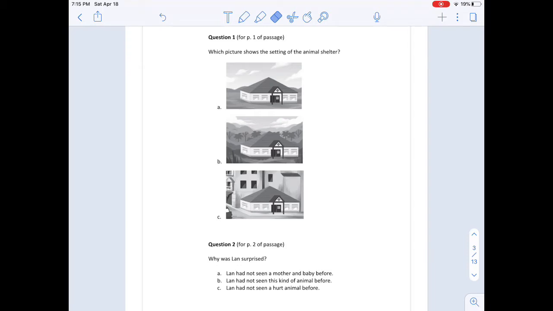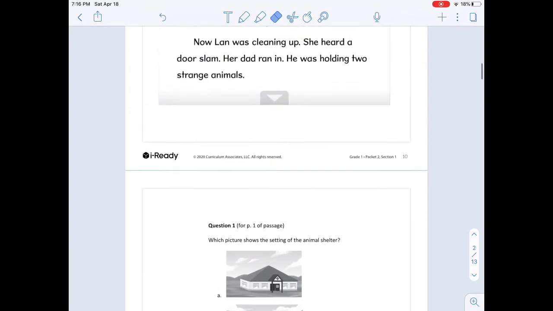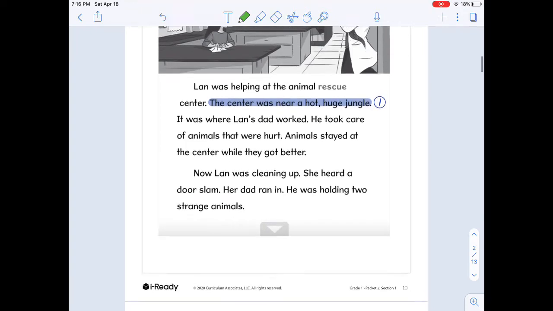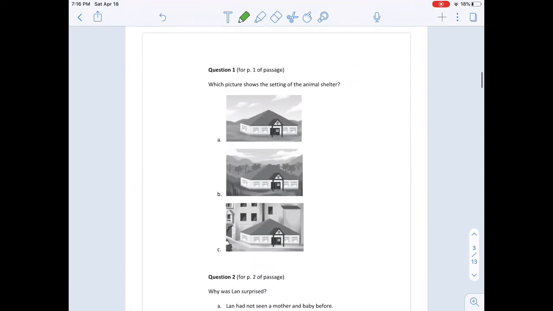Maybe you didn't remember that one. You know, when you don't remember, always go back and reread the text, even if you have to reread it over and over, boys and girls. That helps you to become a more fluent reader, and it helps you with comprehension so you can answer the questions correctly. So let's see if we can find our answer with text or picture evidence. There it is. The center was near a hot, huge jungle. That is the text evidence that we needed.